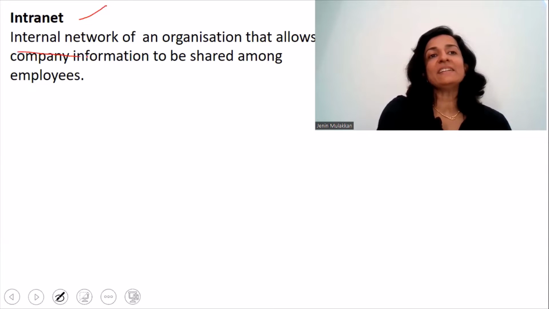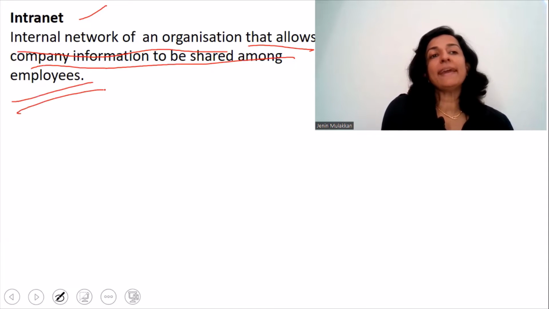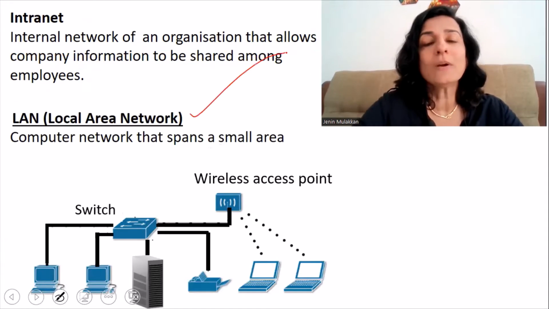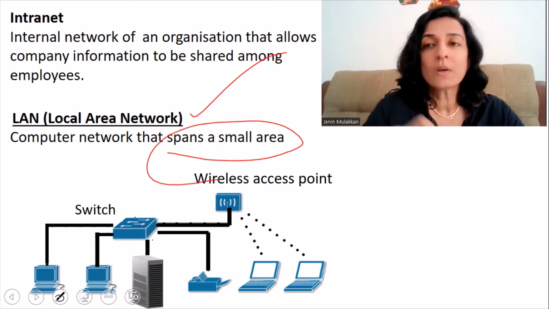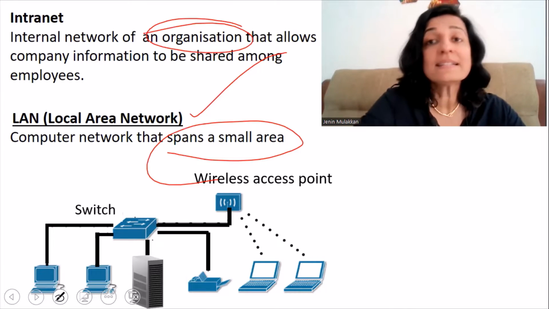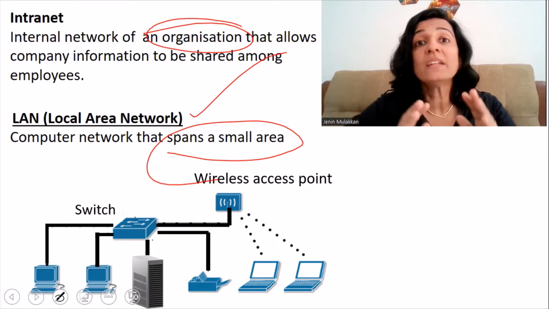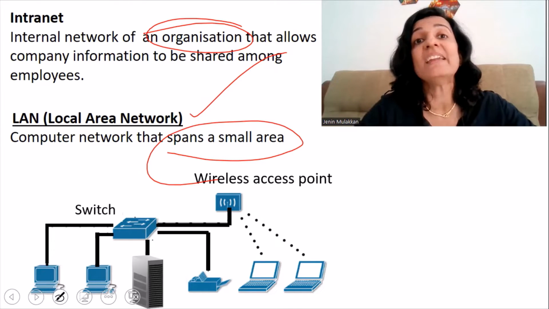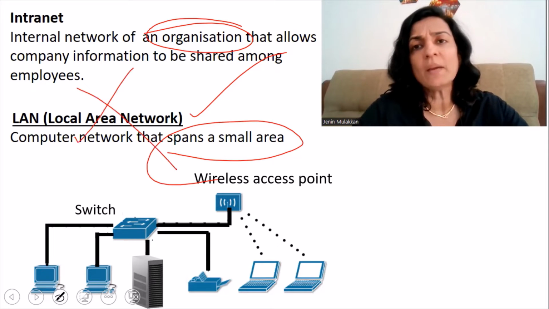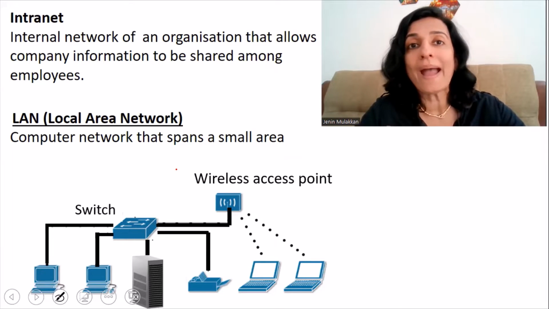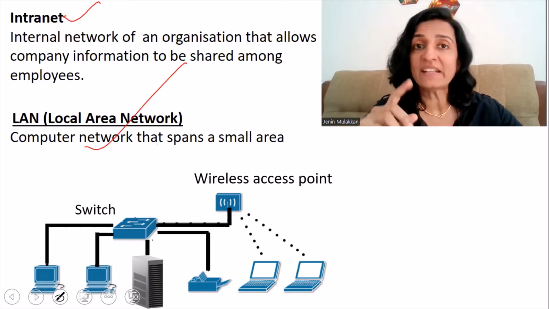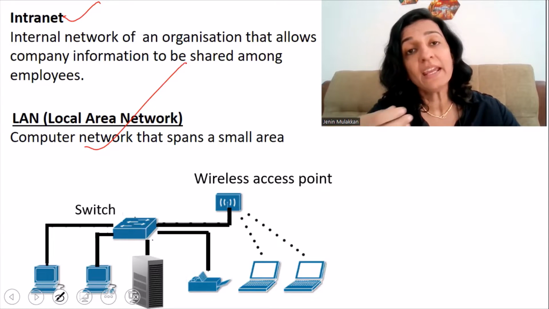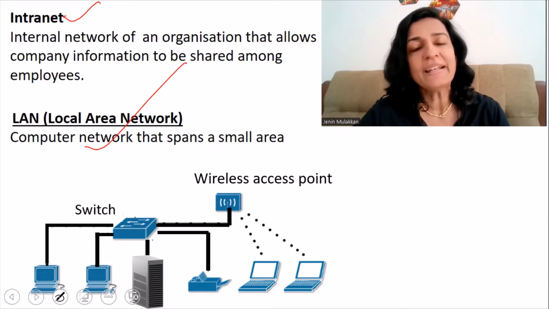Now intranet is the internal network of an organization that allows company information to be shared among employees. Now every local area network, or LAN, is an intranet because it spans only a small area, which means that a LAN belongs to only a single organization. Now, there could be cases where the organization has got multiple branches in various locations. So definitely LAN cannot be applied. So what is the solution? We have to go in for the WAN, or the wide area network. So an intranet can be a LAN if the organization is situated in a single location, and it could be a WAN if the organization has got branches in multiple locations.